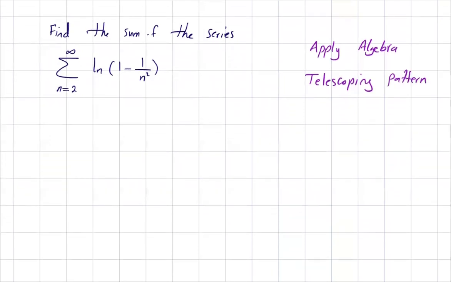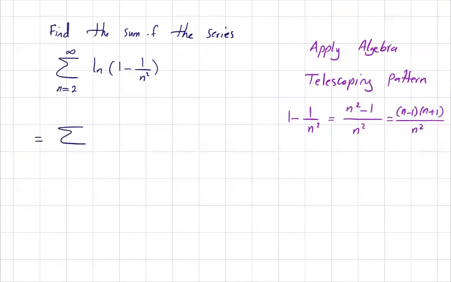First of all, 1 minus 1 over n squared can be written as n squared minus 1 divided by n squared, which is n minus 1, times n plus 1 over n squared. So this series can be written as the summation of the ln of n minus 1 times n plus 1 divided by n squared, n starts from 2, goes to infinity.